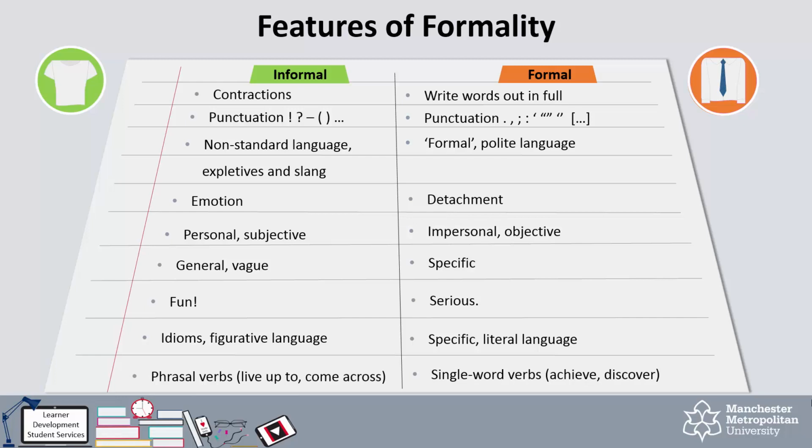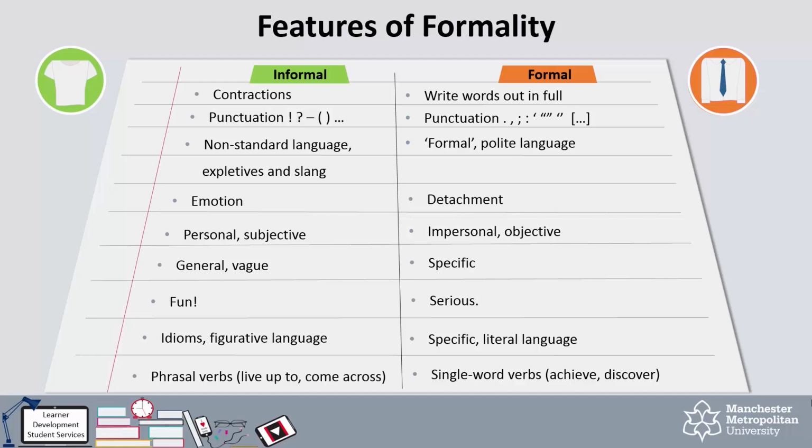Phrasal verbs can cause problems with clarity and formality, particularly if English is not your or your tutor's first language. A phrasal verb is a verb made up of multiple words. When we look at the words separately, they do not mean the same as when we put them together. For example, live up to means to meet expectations. However, live means to survive, and both up and to denote directions of movement.